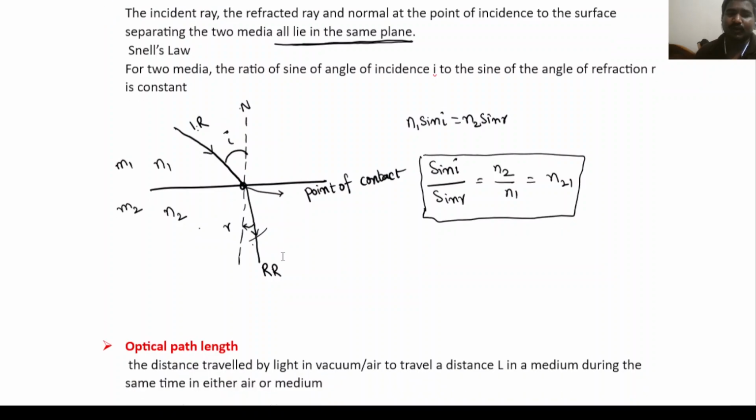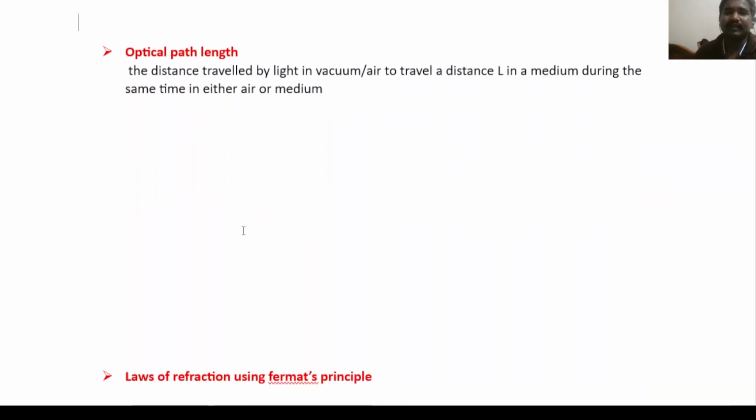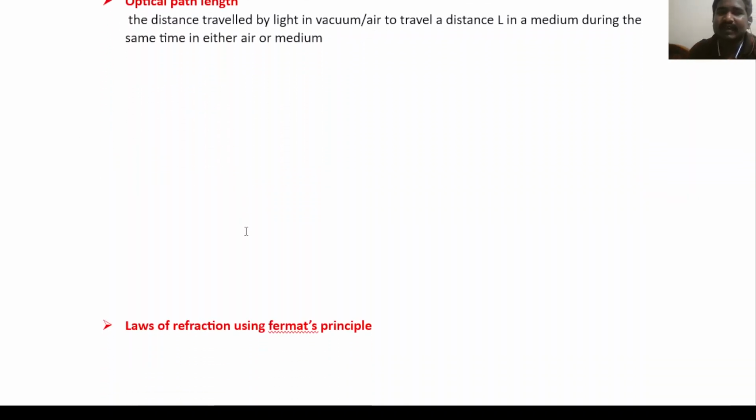Then we can go with the optical length. Optical length is the distance traveled by light in vacuum or air in the same time that light takes to travel a distance L in the medium. So that we need to take with the help of two media.